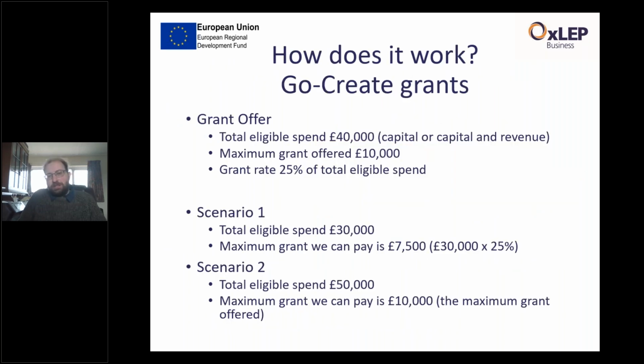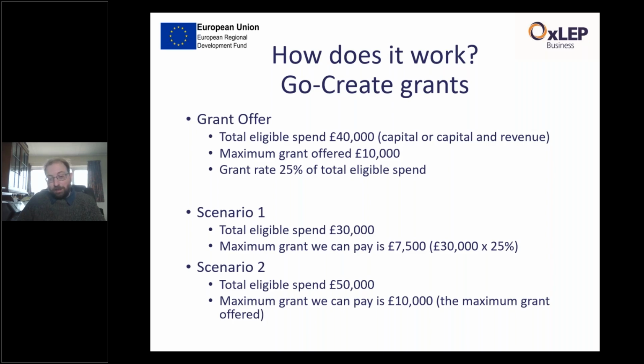Thank you. So this is my promised slide about how it works. So let's say you have a Go-create grant offer with total eligible spend of £40,000. Now that can be capital, it can be revenue, capital and revenue. You know, the mixture is up to you. The maximum grant we can offer based on a 25% grant rate is £10,000. So if you have a £40,000 total cost and everything goes exactly according to plan, you spend your 40,000 exactly as you said you would, you submit a claim to us for 10,000 and we reimburse it. Fine.